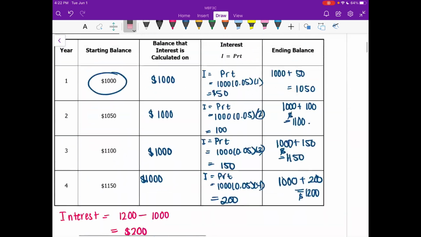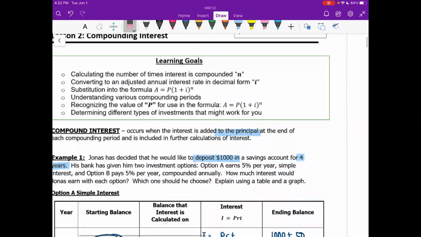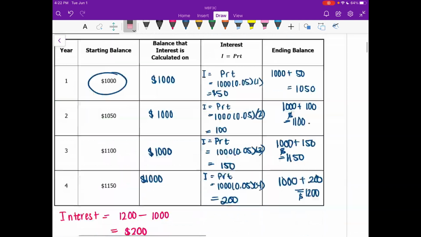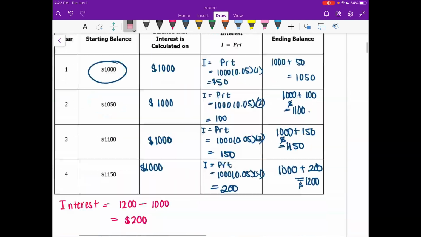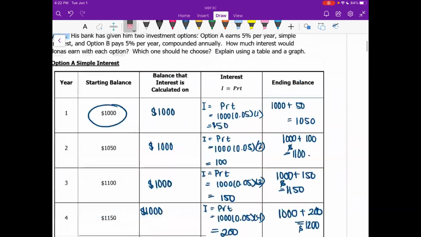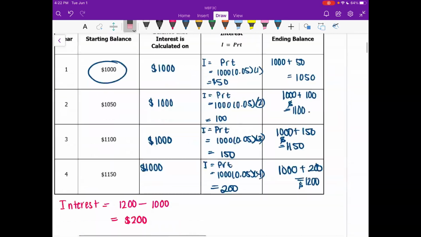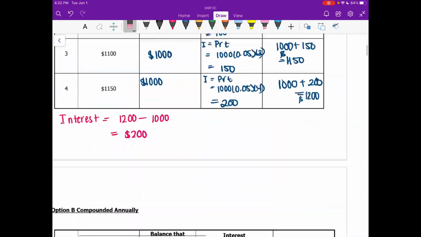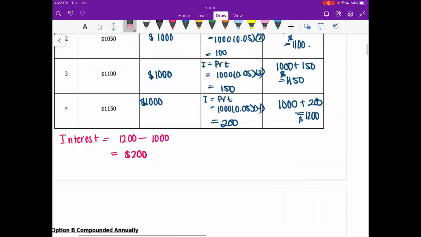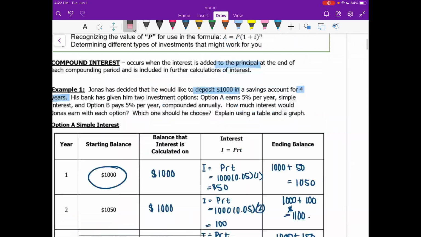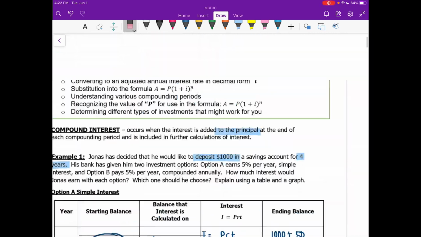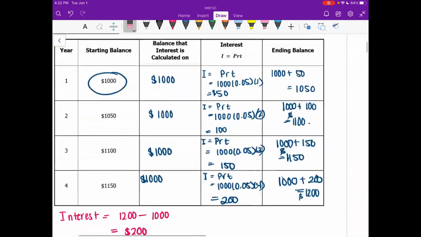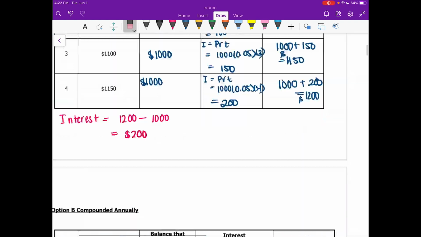Now let's go to compounding interest. And this one's the one that's a little bit more complicated, and it's for a good reason. Okay? So let's go look at how much our balance is being charged on this year. So you start off with $1,000, so the balance is being calculated on $1,000. So let's do I equals PRT. Same thing. I is equal to your principal, which is 1,000, times the rate, which is 0.05, times the time, which is 1 year, right? And that's going to be $50.